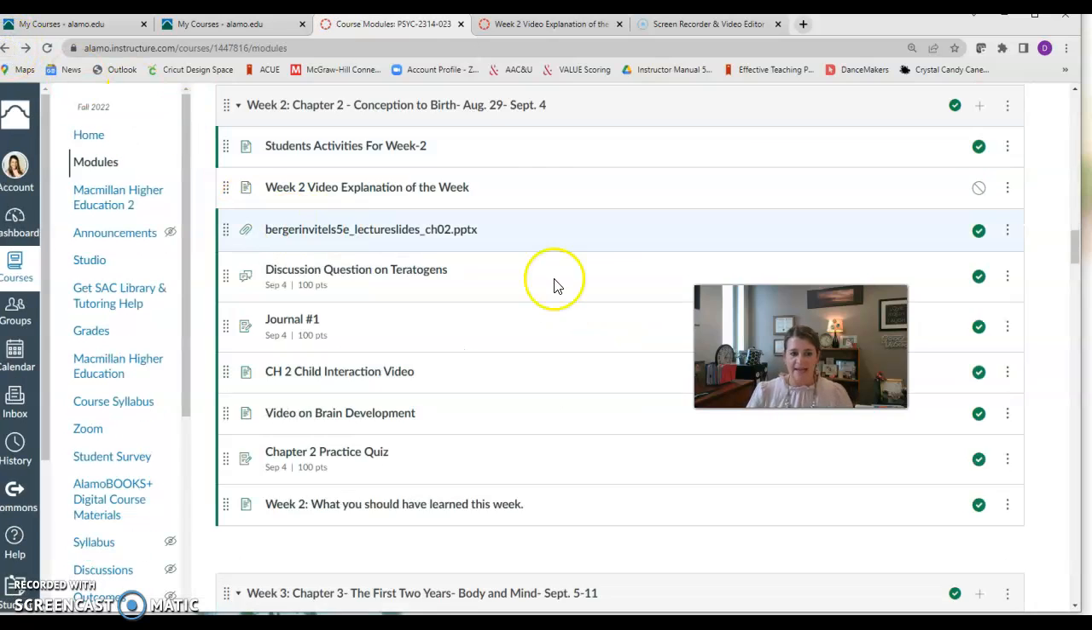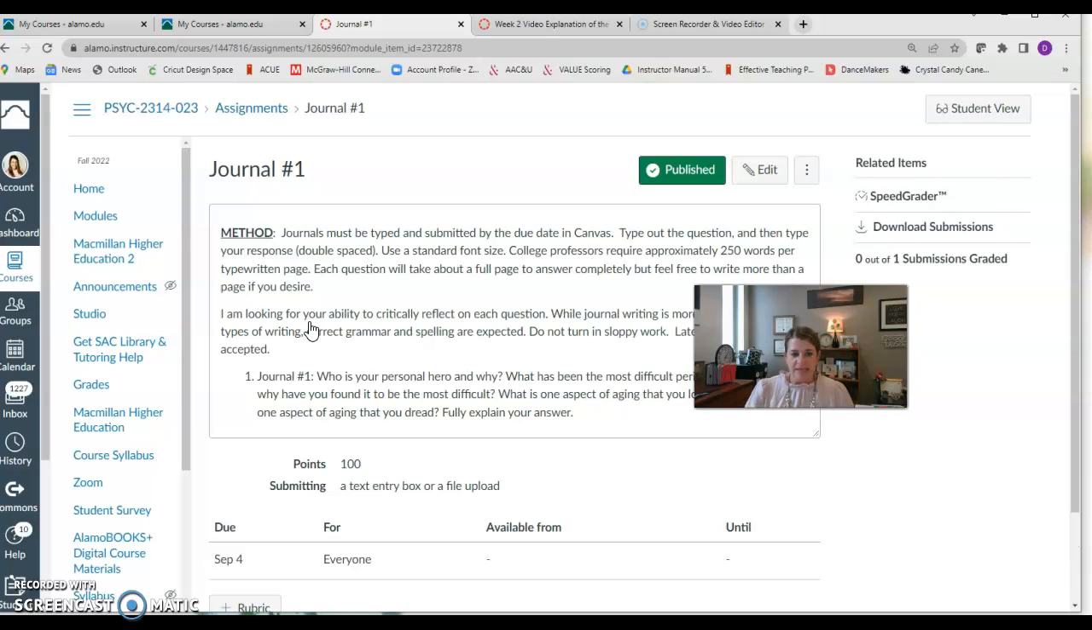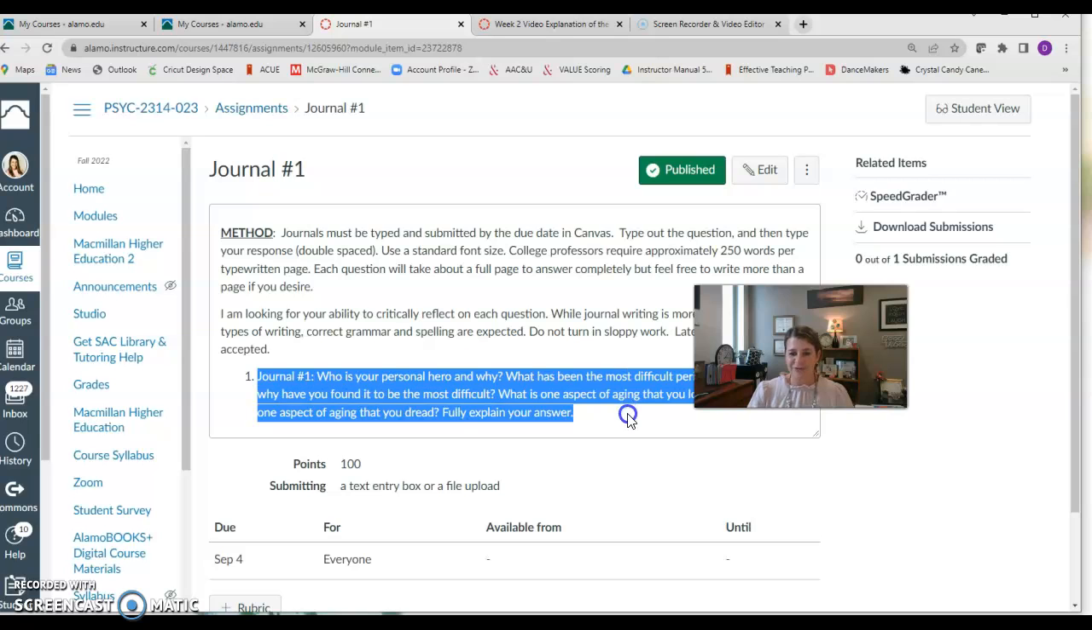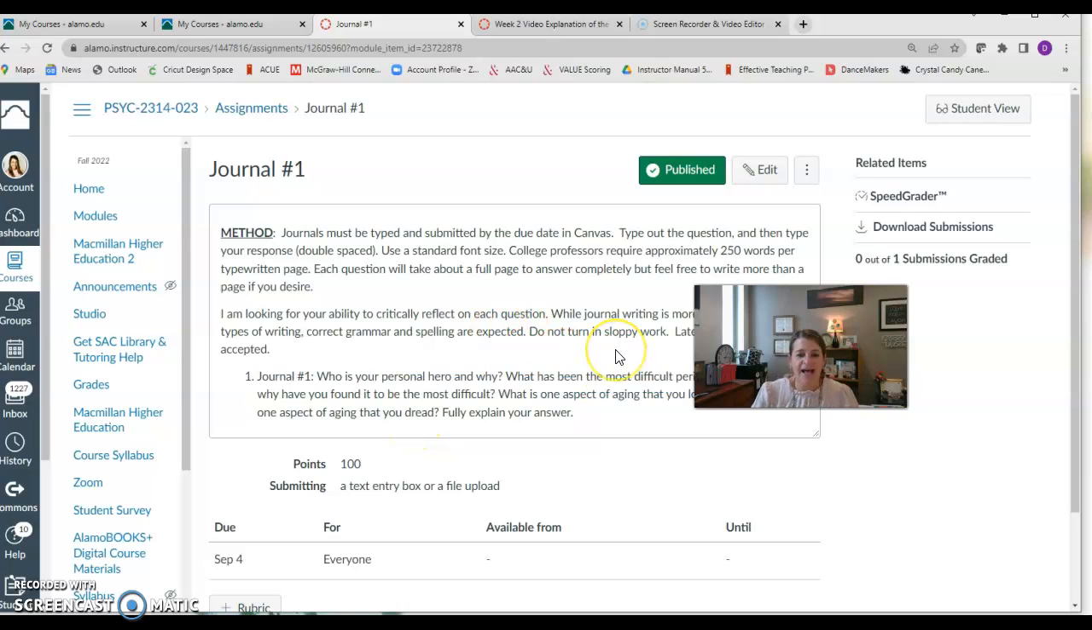I'm going to go back and look at your journal that is due for this week. So you're answering this question right here. I always say journal number 1, but actually I do realize that there are more than one question in this. What I say is one question. Approximately 250 words, double space. That's about a page. Typed, double space, regular size font. If it's a little shorter, if it's longer, no problem whatsoever.